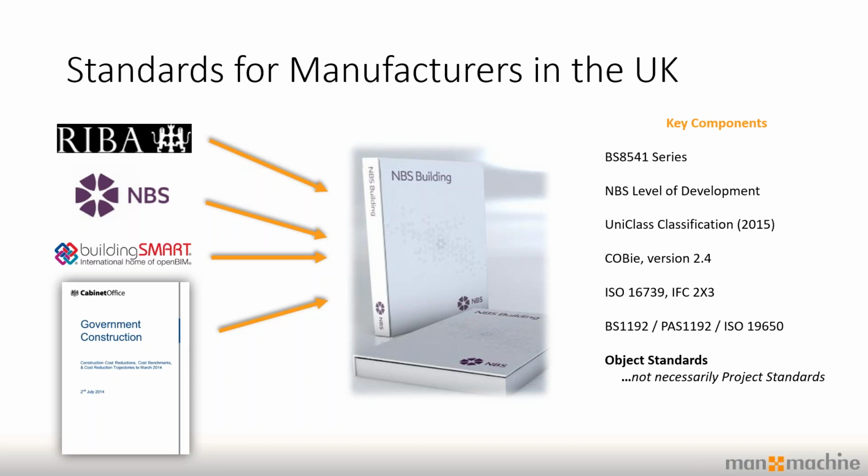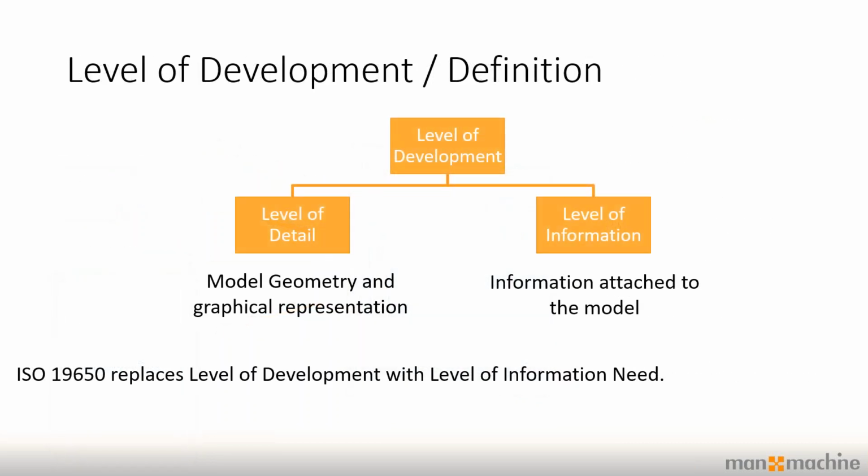You might need to understand a little bit about the 1192 documents and a little bit about 19650, but not likely unless you're actually hands-on on a project. Typically, all of the object standards, so BS 8541, the MBS LOD, Uniclass 2015, COBie, ISO 16739, not necessarily the project-related standards. They're not going to be that useful for you as manufacturers. Now, I'm not going to go through the entirety of BS 8541 today because, quite frankly, we would probably all fall asleep and it's a little bit dull. But that is a document that you will need to understand fully if you want to push BIM objects.